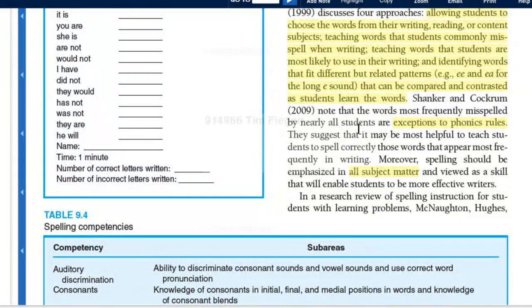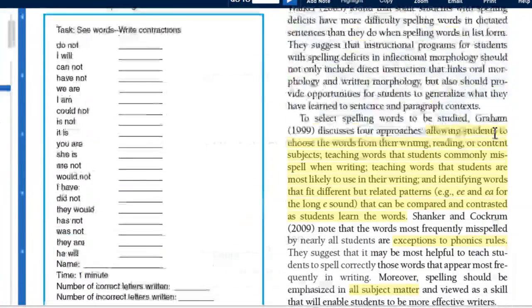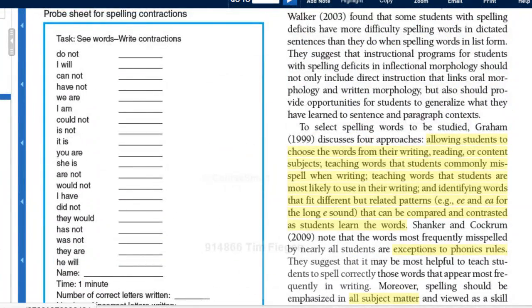Oh yeah, Shanker and Cochran again note that the words most frequently misspelled are, nearly all, exceptions to phonetic rules. Realize only about half of spelling words follow the phonetic rules, so that to me is kind of an understatement. But they found that the most common errors were that of phonetic rules in all subject areas.